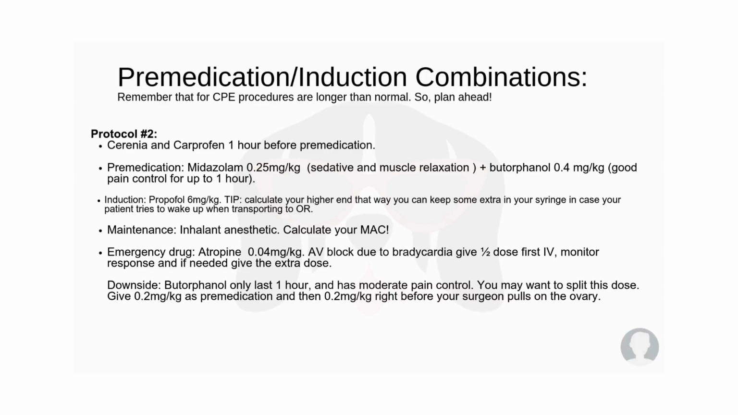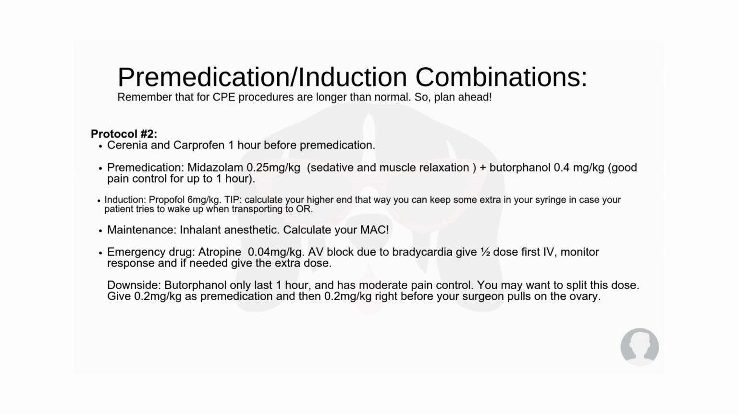Here is an example of another protocol. I will do Cerenia and carprofen 1 hour before my pre-medication. Then I'm gonna pre-medicate with midazolam because it has sedative and muscle relaxation, and butorphanol, which is a good pain medication. For induction, I'm gonna use propofol. Again, try to calculate your higher end to keep that extra with you. I'm gonna maintain with inhalant anesthetic. I'm gonna calculate my emergency drug, in this case atropine.